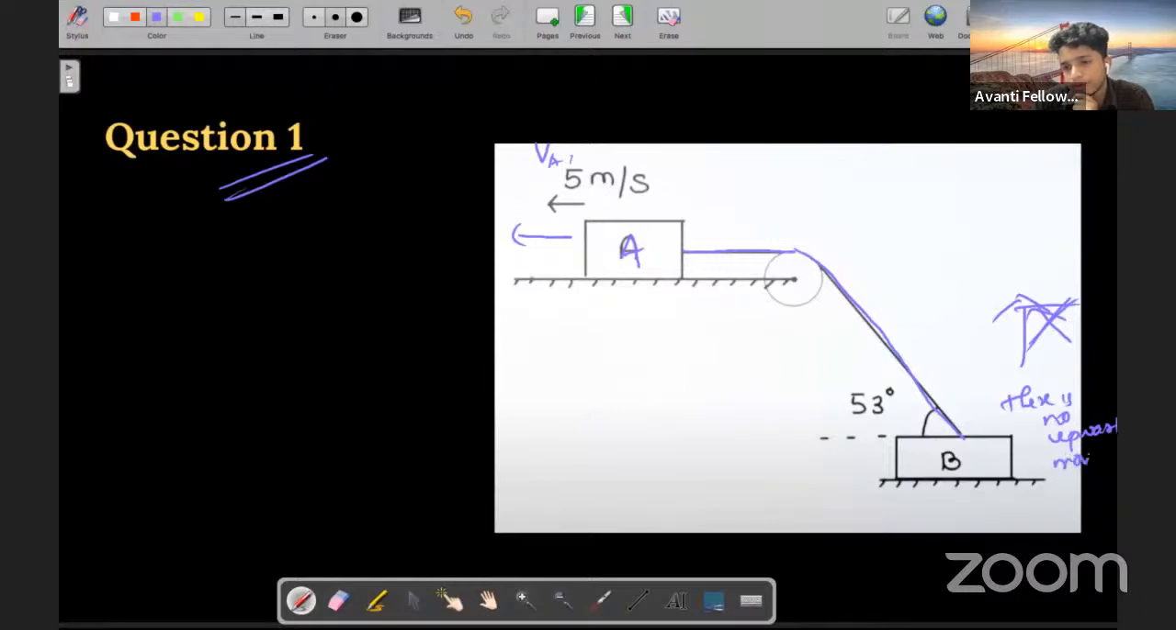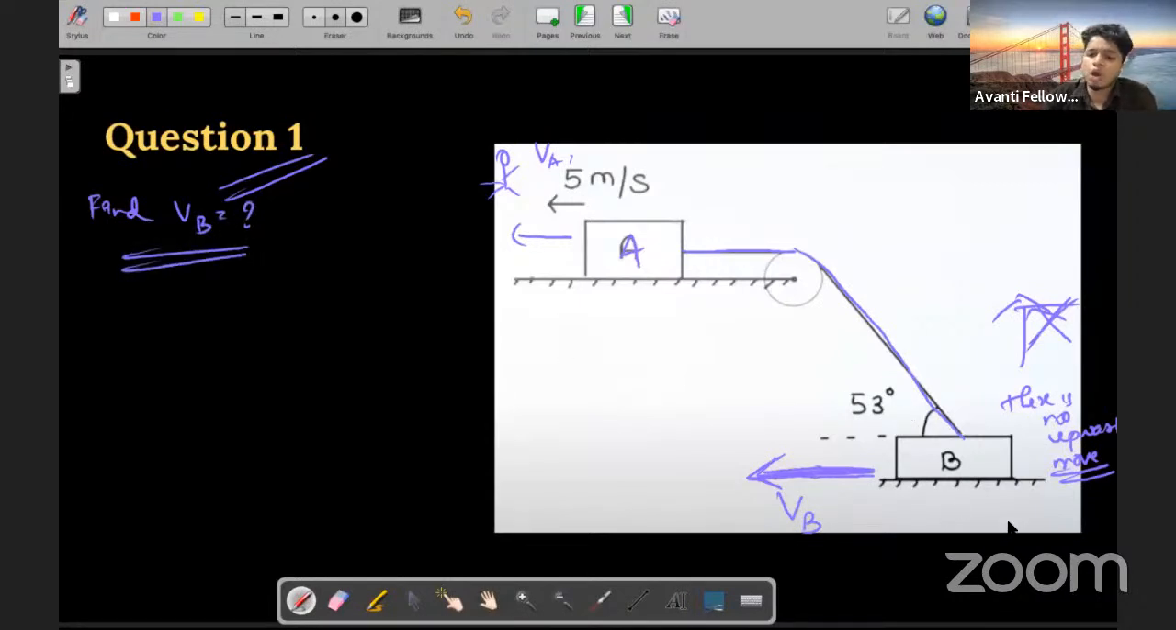Will this try to move along this direction with the velocity VB? Yes or no? Let me know quickly. If I am pulling A from here, won't VB move along this direction? Yes, very good. Now the question says find VB.